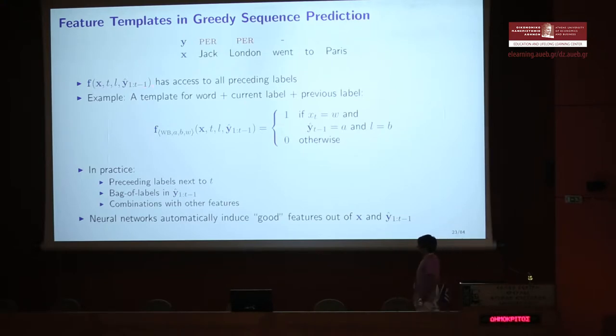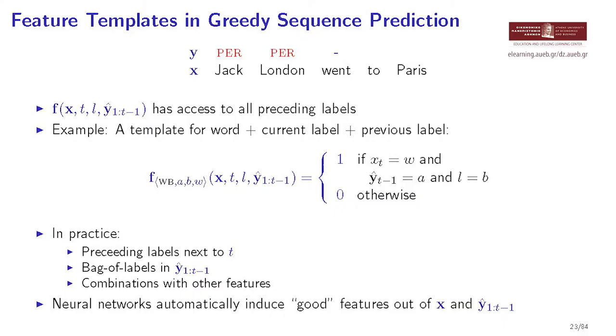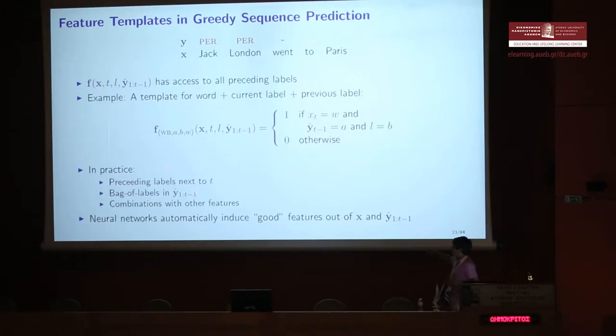Because we have the full history of decisions, we can capture the preceding labels, not just the previous one, but two previous ones, and three, and four, and five, and six. But at the end, it has to be predefined. If I go very far, my feature templates are going to be very complex, right? So I need ways, and I'm not going to extend this, to capture a sequence of previous labels into a fixed feature set. So I captured preceding labels.